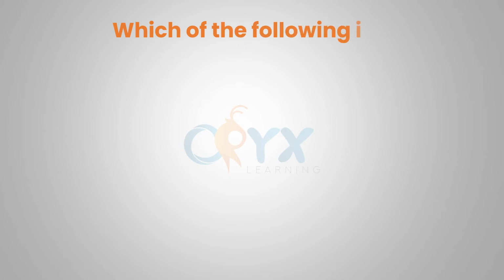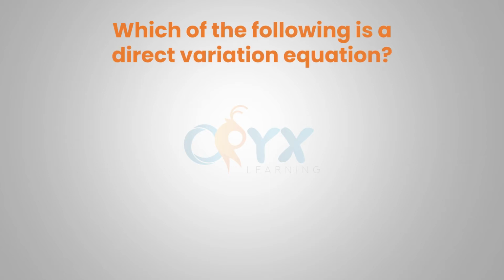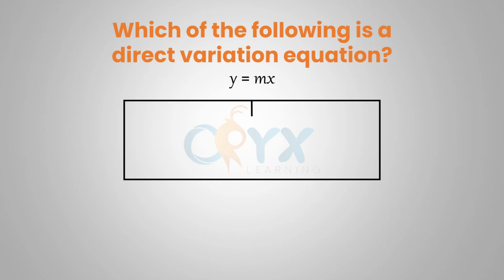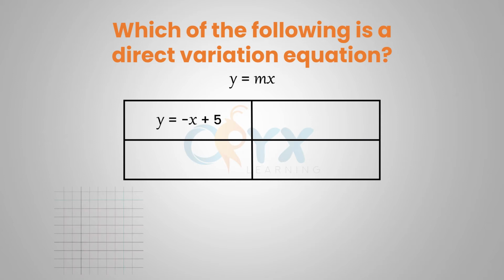Which of the following is a direct variation equation? If we think of the graphs, we know that it has to be a linear relationship and it has to have a y-intercept of 0. If I were to graph the first graph, y equals negative x plus 5, I know that the y-intercept, the b value, is 5, and the slope is negative 1. So this graph has a y-intercept of 5, which is not 0, so it cannot be a direct variation.